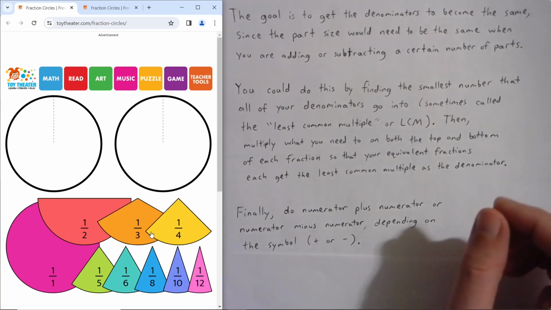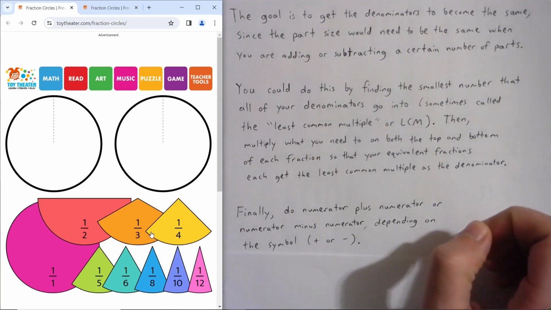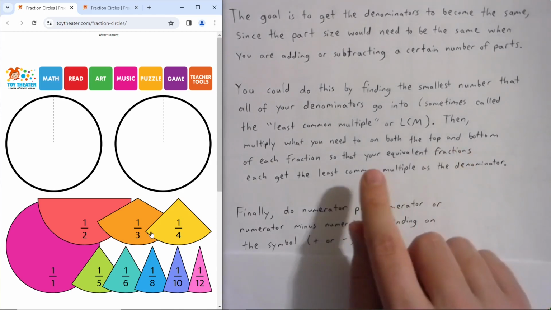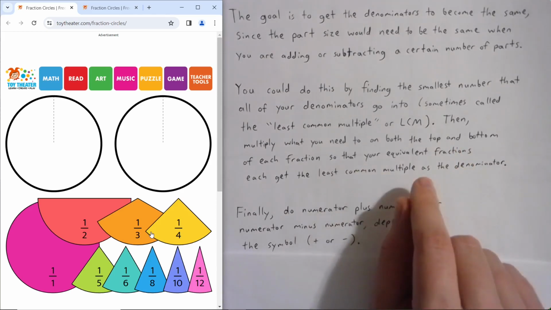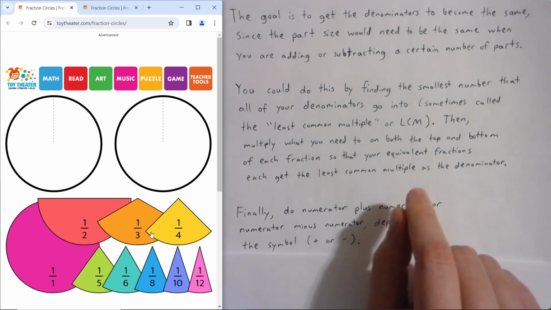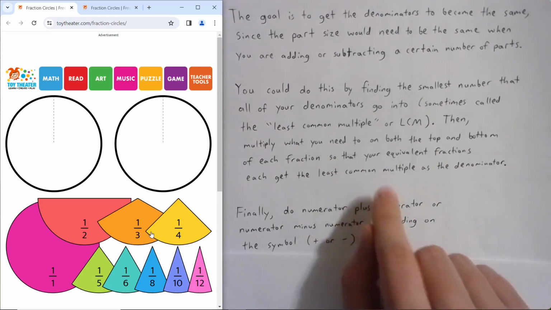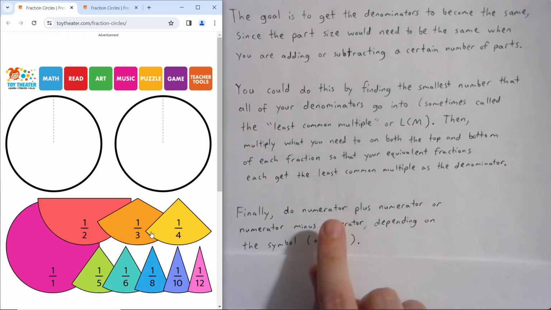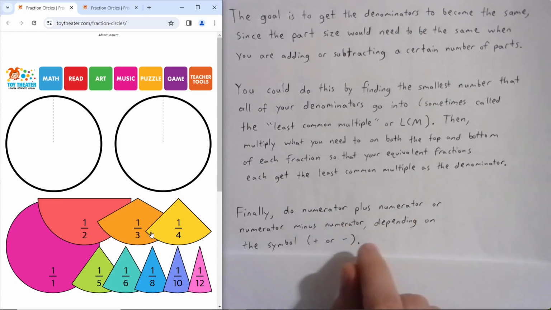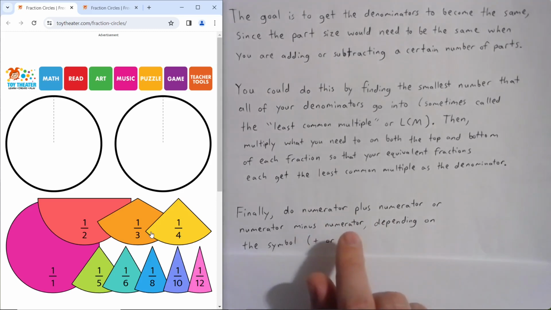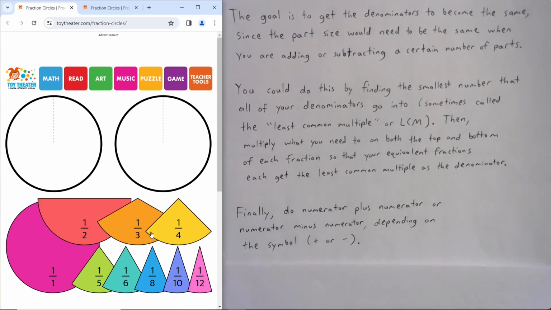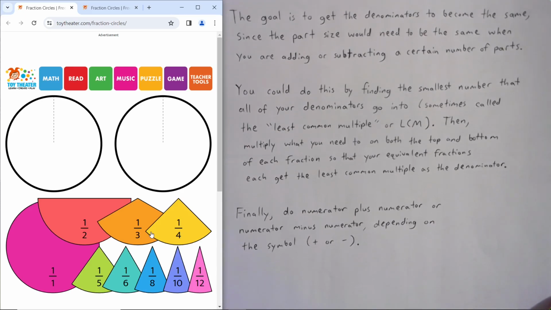So after you've found what the least common multiple is, and you've multiplied what you needed to on both the top and bottom of each fraction so that your equivalent fractions each have that least common multiple, then you do numerator plus numerator for addition, or numerator minus numerator for subtraction, depending on the symbol. Right? Either plus sign for addition or the minus sign for subtraction. And then you keep the denominator the same. So let's go through and see what that looks like.